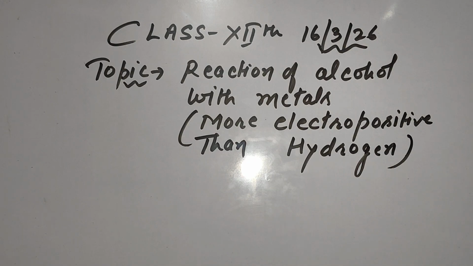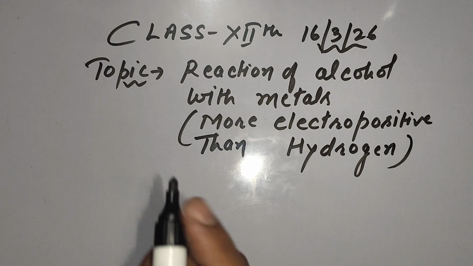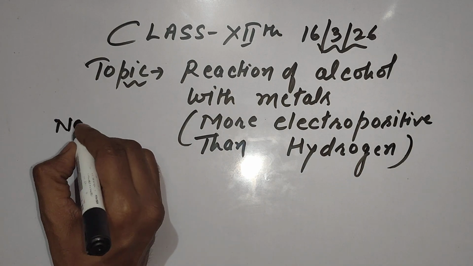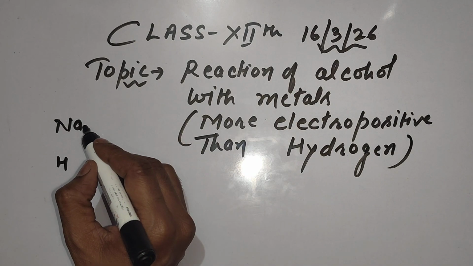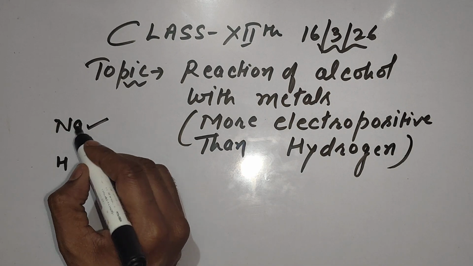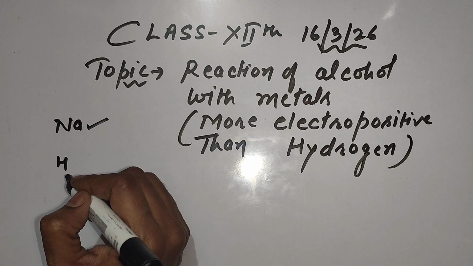Hello everyone, class 12th topic is reaction of alcohol with metals. And what kind of metals? Which are more electropositive than hydrogen. More electropositive means they have a more tendency to donate electrons. For example, if I compare sodium and hydrogen, sodium can donate electron easily as compared to hydrogen. So what we will say, sodium is more electropositive than hydrogen.